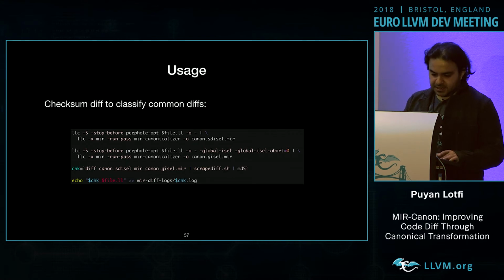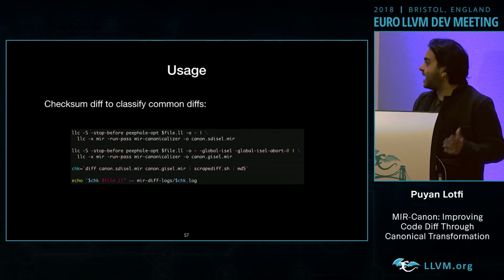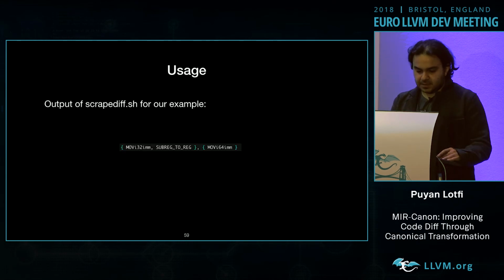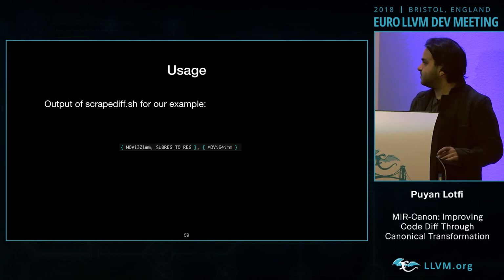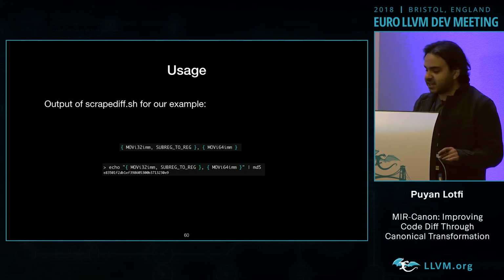But another idea I had that actually works fairly well is you canonicalize the two, and then you run diff. And then I wrote this little script called scrape diff, and what this does is it pulls artifacts out of diff, mainly the opcodes that are different, and then I just hash the results. So for this diff that we had in the beginning, the scrape diff output would be the sorted opcodes that were different on the left versus the sorted opcodes that were different on the right. And then hashing that would give you this MD5 checksum.